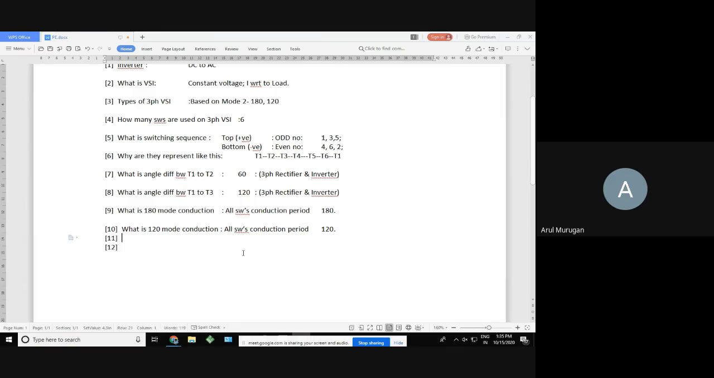So why do we go for the 120-degree mode? We go for the 120-degree mode due to the drawback of the 180-degree mode.